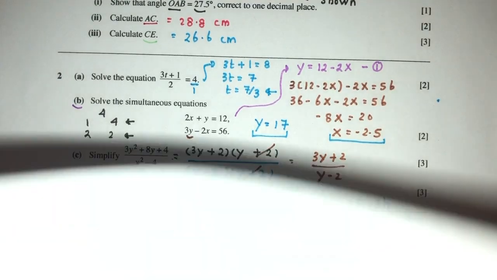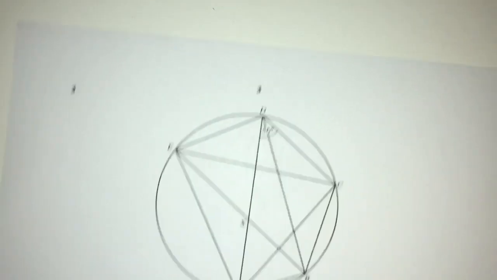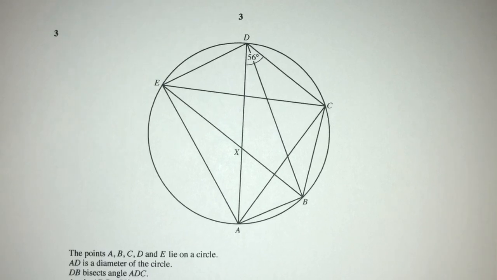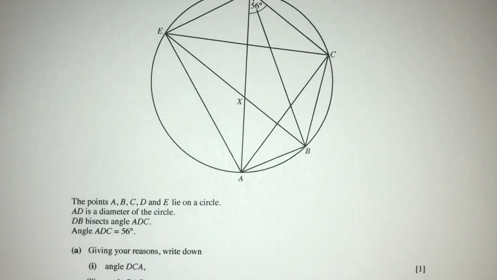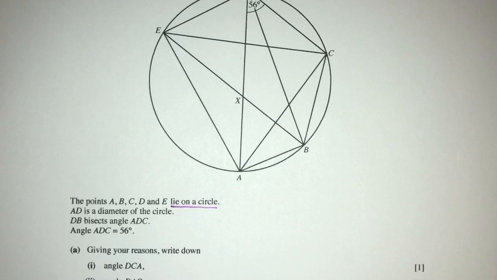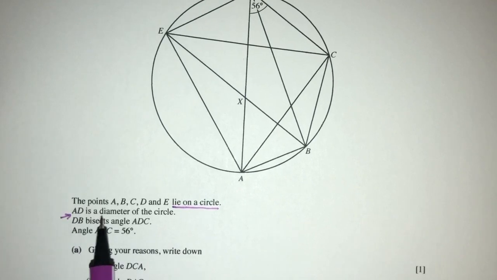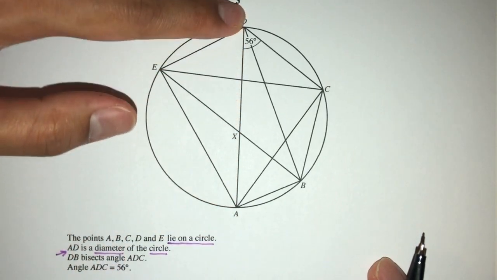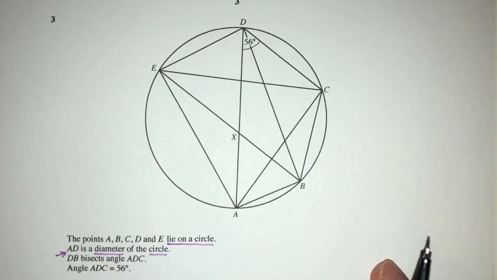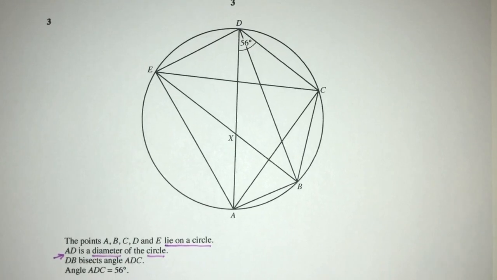Okay, so now we can safely move on to the next one, which is question number 3. This one is the properties of circles. Let's see what we can do in this one. So here we have points A, B, C, D, E lying on the circle. So we have to use this somewhere. This is why they give us this information. Now we have AD is the diameter of the circle. So AD right here is the diameter of the circle. And here we have DB bisects angle ADC.